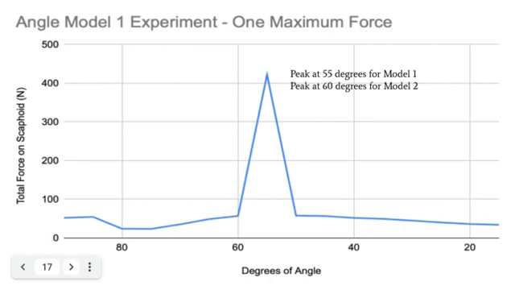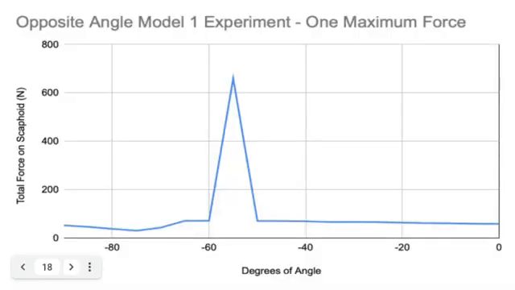For Model 2, the one maximum force on the scaphoid increased in magnitude from 9 degrees up to 60 degrees and then decreased in magnitude from 60 degrees back down to 20 degrees. The maximum force peak for Model 2 was 60 degrees.